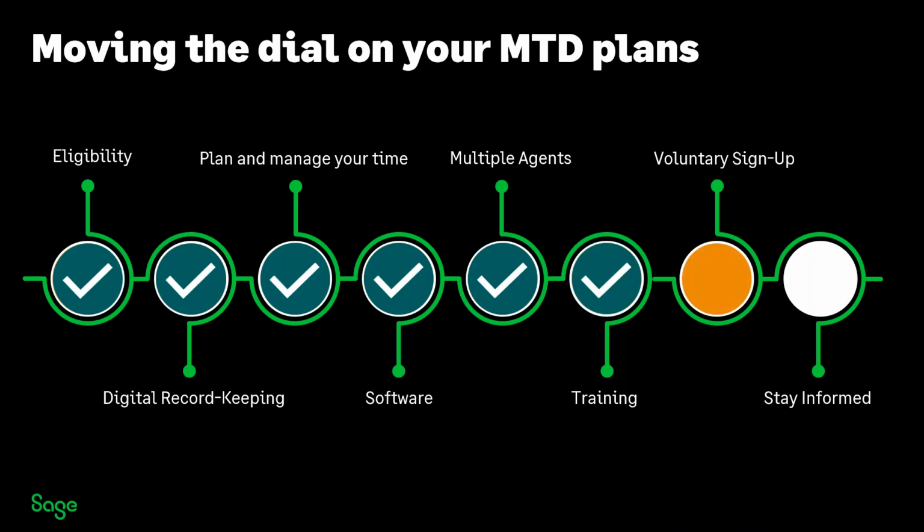Next, we have voluntary sign up. You can sign up for MTD for income tax before it becomes mandatory. This helps you get accustomed to the new system and iron out any issues early. And what I mean by this is that there is an HMRC beta. It's a public beta, and I'm going to talk more about this in just a moment. But it's there for taxpayers who wish to be one of the early adopters.